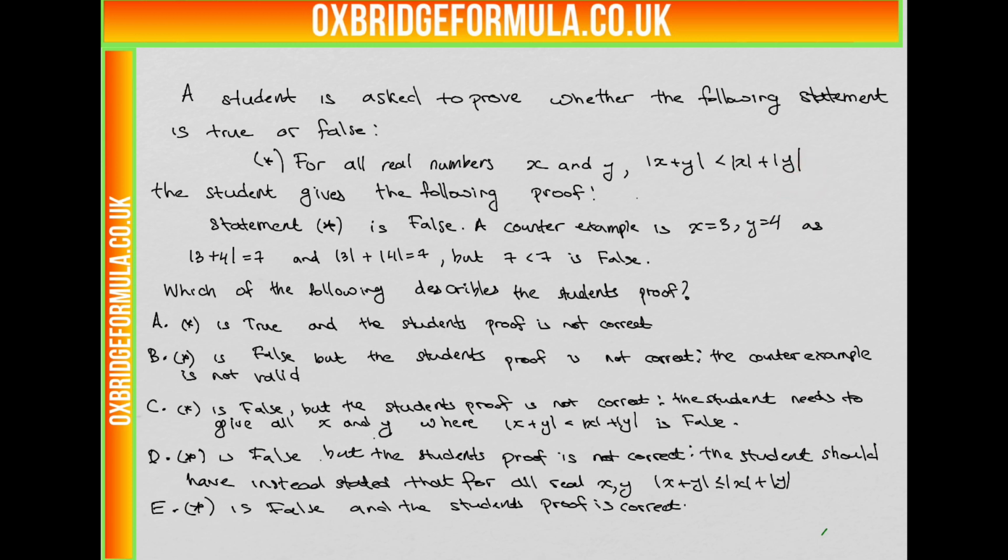The statement is that for all real numbers x and y, the absolute value of x plus y is less than the absolute value of x plus the absolute value of y. Then we're told the student gives the following proof to this task.